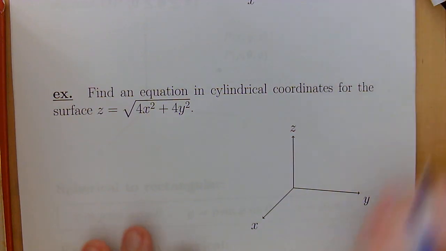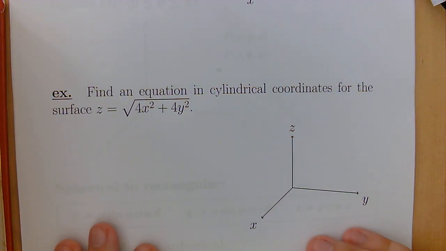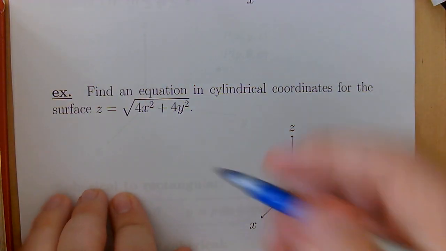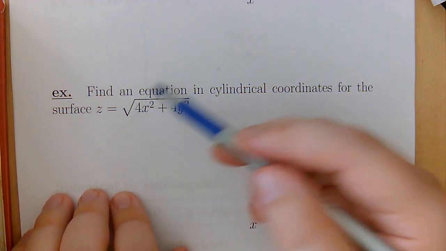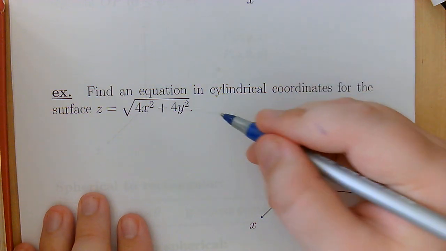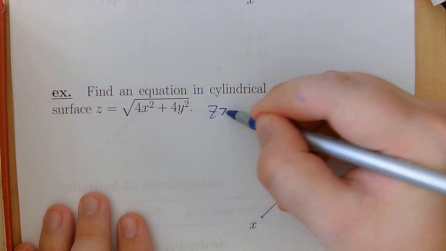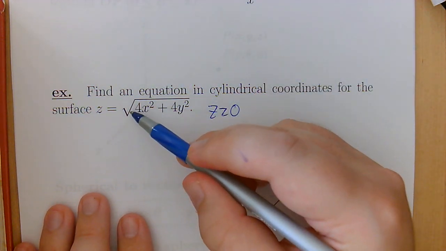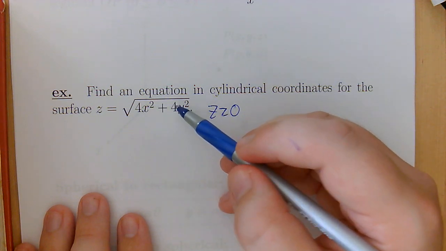All right, let's find an equation in cylindrical coordinates for this surface right here. Whenever I see a square root here, I'm always tempted to square it to undo it, but we need to remember that this is going to imply that z is going to be greater than or equal to 0, since we have a square root here.